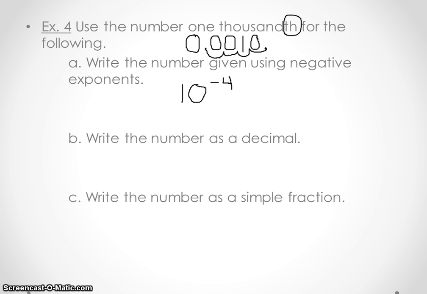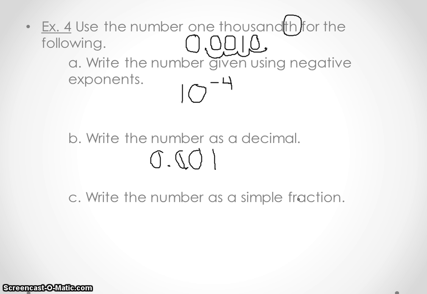Okay. Alright, so now we need to write the number as a decimal. Well, you know what? That's actually what we started with here. So we had 0.001 as our decimal, and we just came up with that number, and there's your decimal point, and it's as a decimal, so you're good to go.